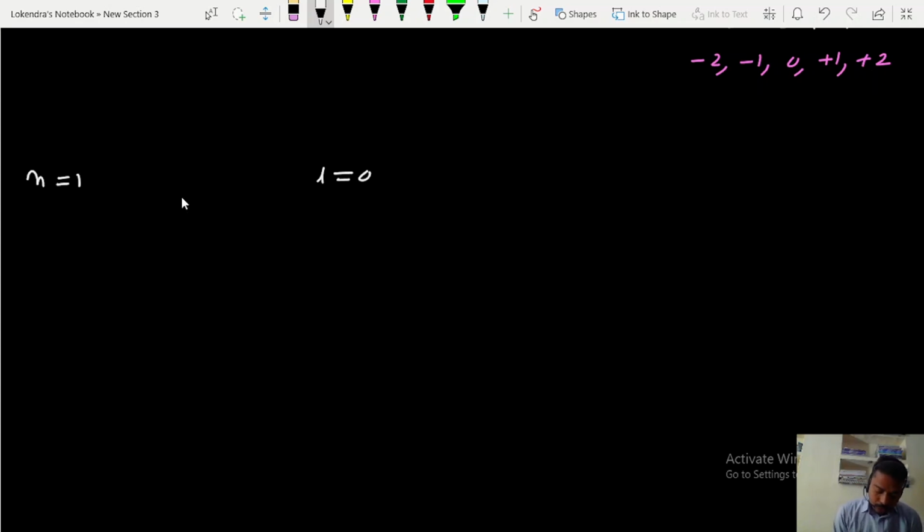And we know that l = 0 is represented by S, because it is related to the first shell, so we can write it 1s. Now we have the value of the magnetic quantum number. The magnetic quantum number is -0 to +0, which has no meaning, so we can write m is equal to directly 0.